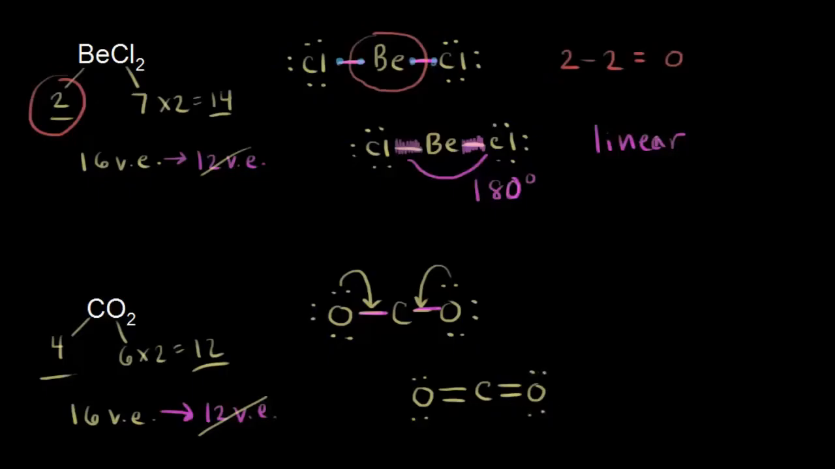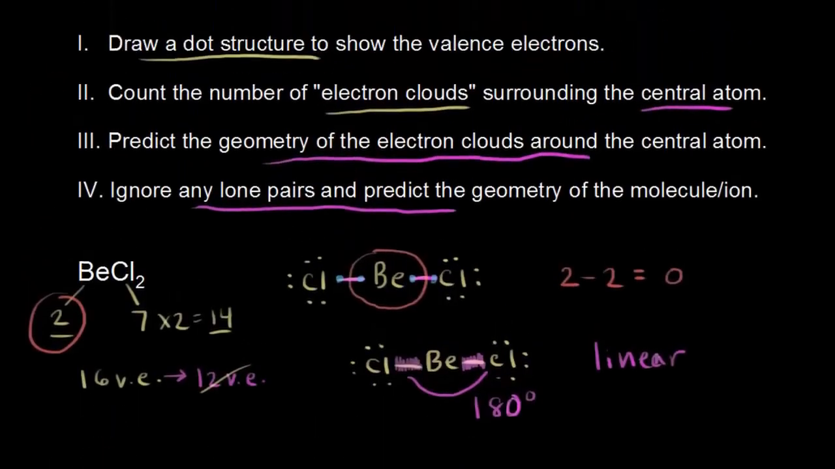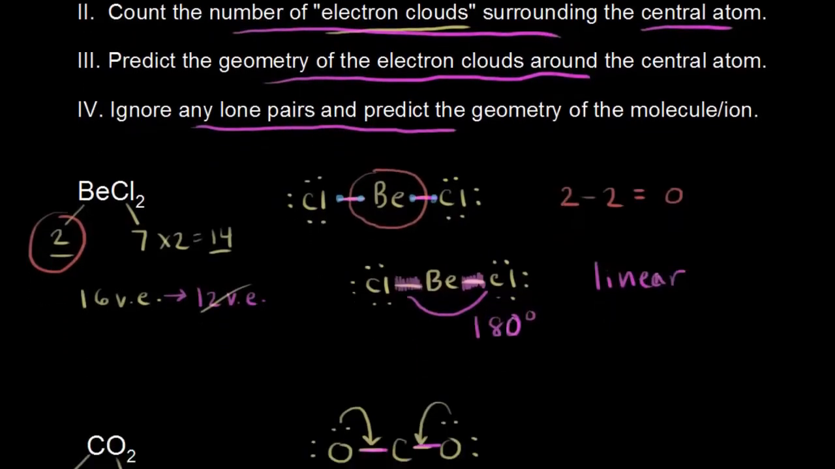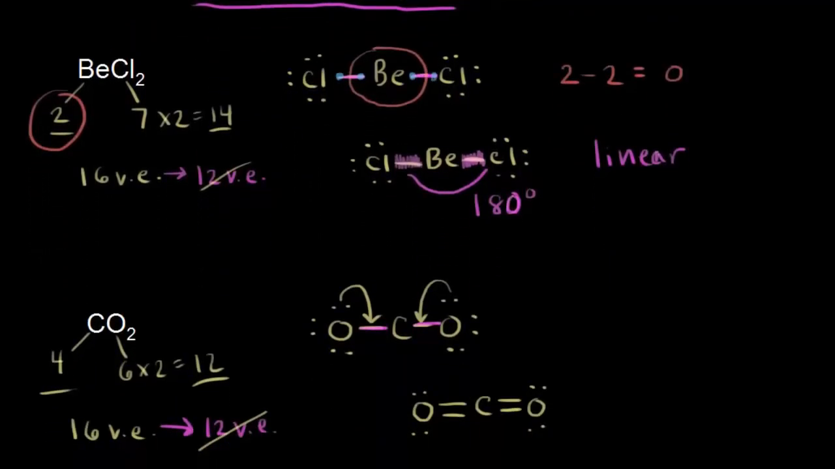So let's go back up here to look at our steps for predicting the shape of this molecule. Step 1 is done: draw a dot structure to show the valence electrons. Next, we're going to count the number of electron clouds surrounding our central atom. So we go back down here and find our central atom, which is our carbon, and we think about the regions of electron density that surround that. We can count this double bond as a region of electron density because we're not worried about how many electrons are there. We're just worried about the fact that there is a region of electron density. So that's one electron cloud, and over here we have another electron cloud. So we have 2 regions of electron density, 2 electron clouds, which are going to repel each other.